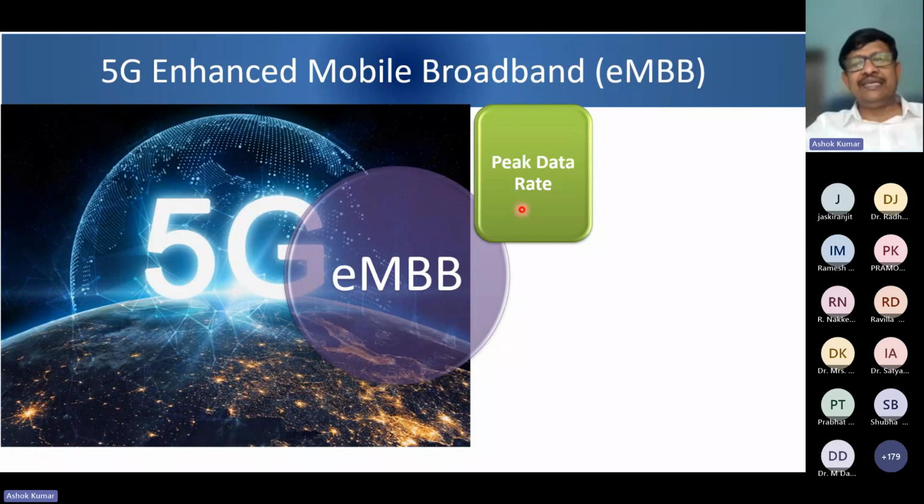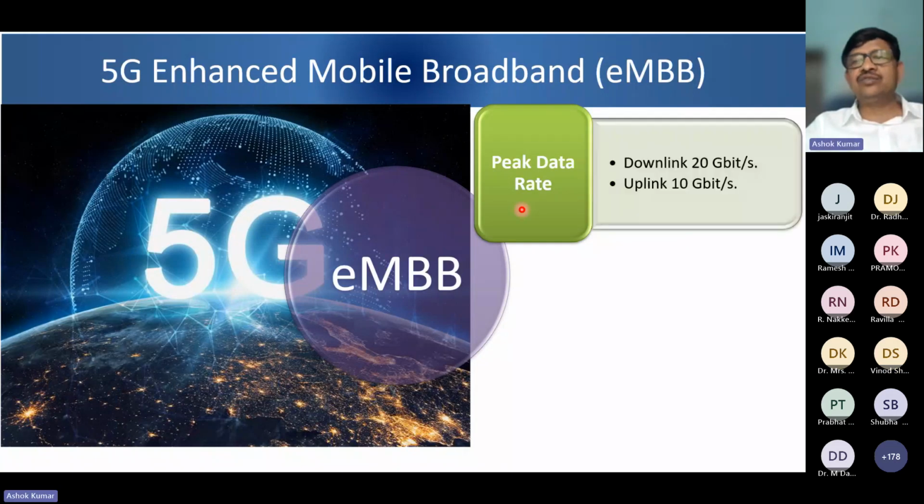Can you guess what peak data rate is envisaged for 5G? Any idea? Around 10 to 20 gigabits, yes. 20 Gbps downlink and 10 uplink. Very right. So 20 Gbps in downlink and 10 Gbps in uplink. So this is the envisioned speed, peak data rate.